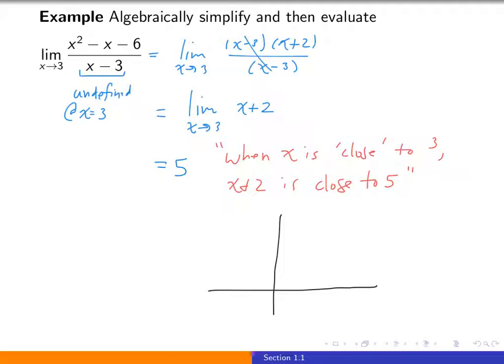If we were to graph the function y equals x plus 2, that is a line with slope 1 and y-intercept 2. So y-intercept 2, slope 1. So roughly speaking, the line looks something like this. And on the line, we have the point 3, 5. And we see that if we input values of x close to 3, if we follow up to our graph, we see that those values, or the outputs, will be close to that number 5.